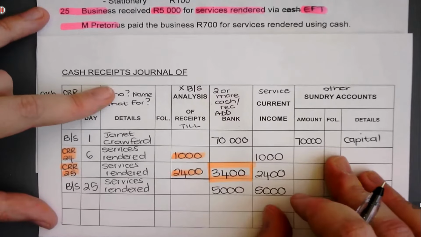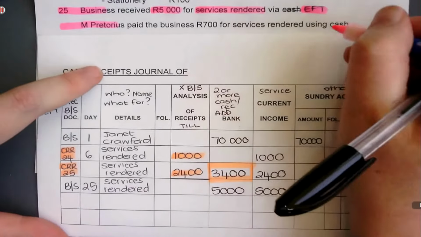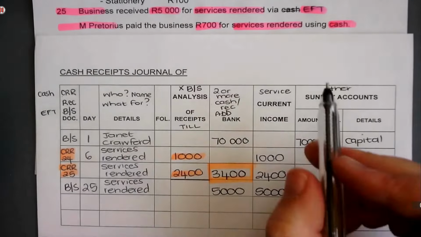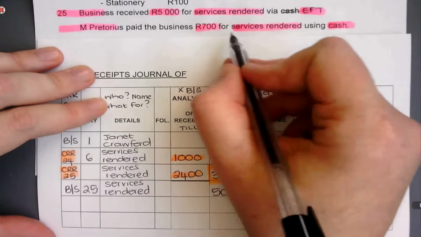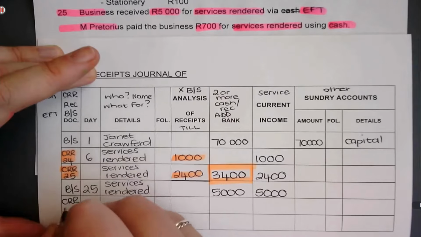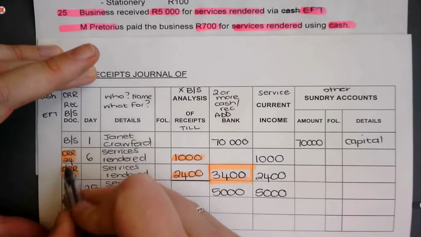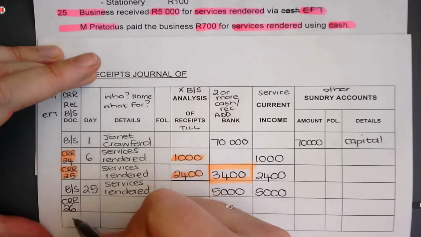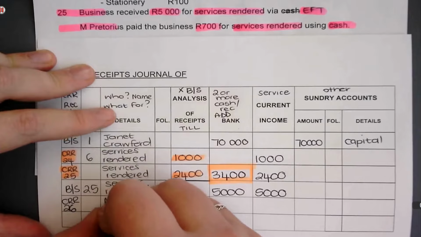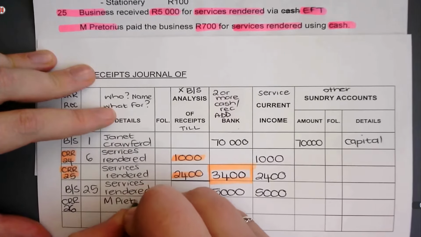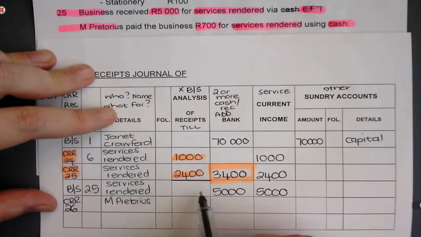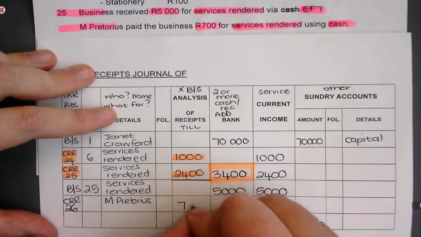Then M Pretorius paid the business 700 Rand for services rendered using cash. So if it's cash, remember, and it's related to the business, it's the services they offer, it's going to be CRR, and the next number is 26. So we don't have to give you all the numbers, we can give you the first one, and then you must just work from there. The date is the 25th, you don't have to rewrite it. Who paid you? Now I know the person's name, so I can write their name in. CRR, so I put it in the till, absolutely, cash goes into the till of 700.